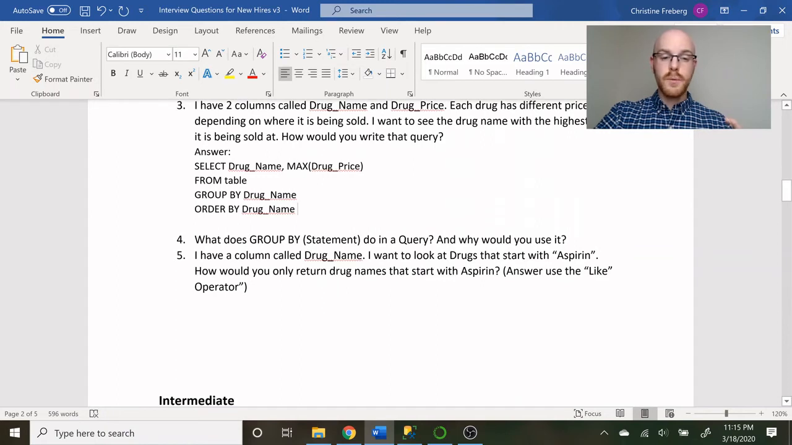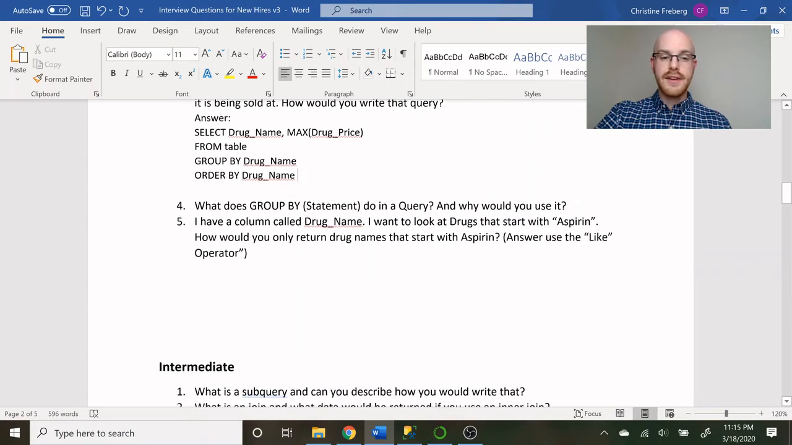On to number 4, what does the group by statement do in a query and why would you use it? And then number 5 is I have a column called drug name. I want to look at drugs that start with aspirin. How would you only return drug names that start with aspirin? And then the answer for that one is use the like operator. So you'll do like aspirin and then have a wildcard after that. And that's the answer to that one.